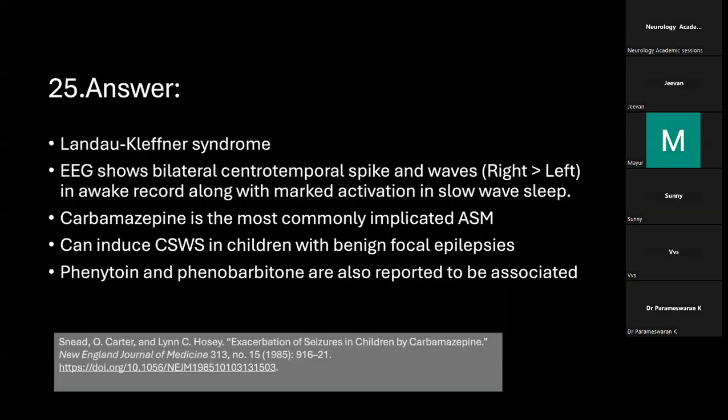It shows bilateral centrotemporal spike and wave discharges, right more than left, in the awake state with marked activation in slow wave sleep. The most likely drug she was on must be carbamazepine, which is a known agent to induce CSWS in children with benign focal epilepsy. Other drugs that are implicated could be phenytoin and phenobarbital.